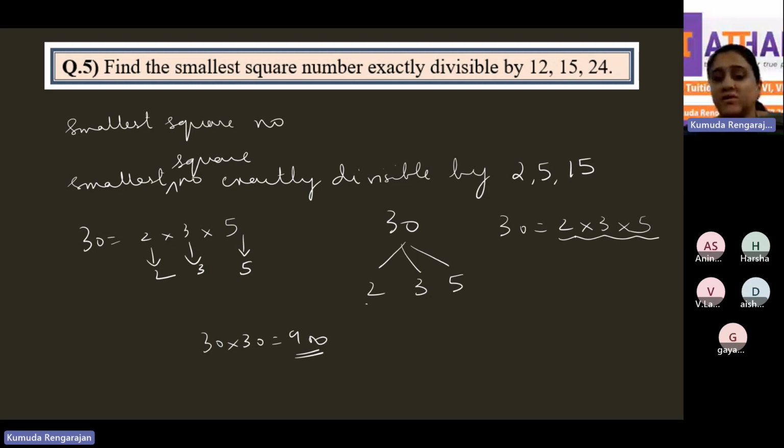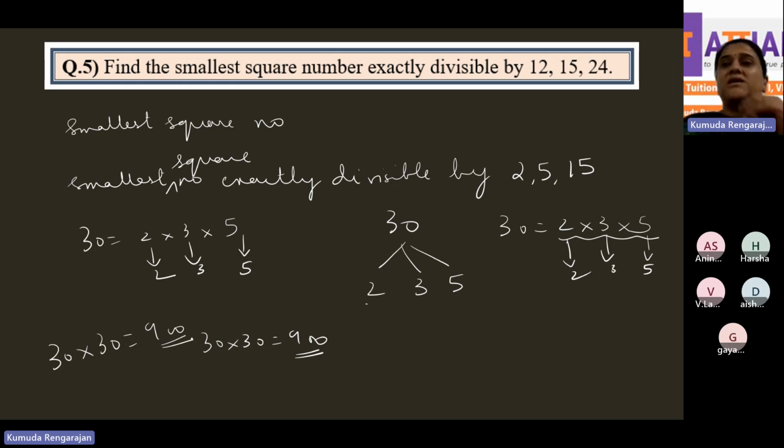Everything is only 1. So to make it a square, you need one 2, one 3, and one 5. 5 3s are 15, 15 2s are 30. So the LCM 30 into the required number 30 gives you the product 900. So 900 is the smallest square number that's exactly divisible by 2, 5, and 15. That was our example, 2, 5, and 15.